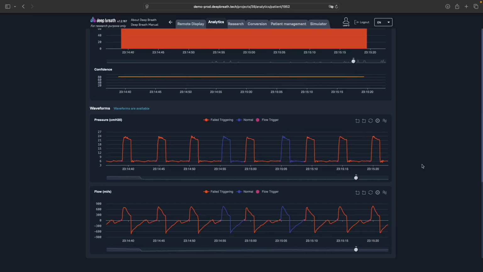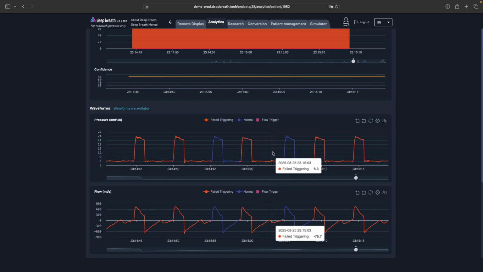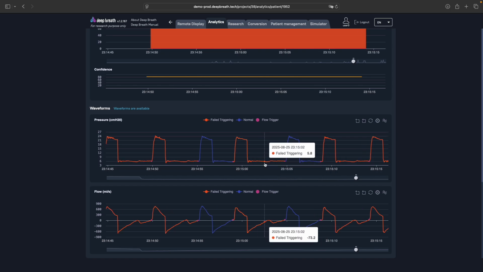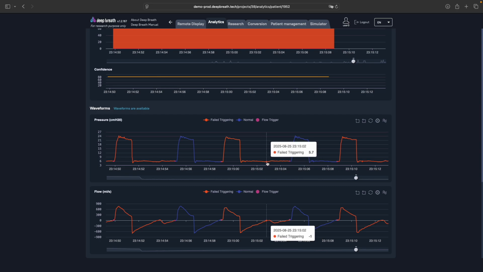Triggering cycle is one of the most frequent abnormal patient ventilation interactions. It happens when the patient's effort to inhale is not supported by the ventilator, and is usually described in literature as a negative deviation, deflection in the pressure waveform and positive deflection in the airway flow waveform.